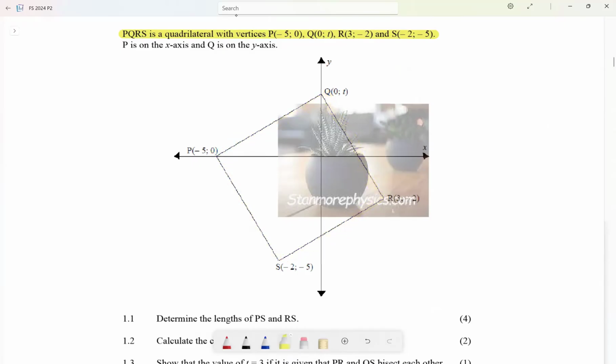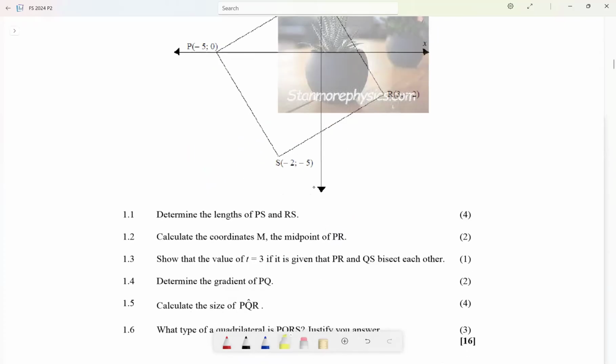Then P is on the x-axis. Where is P? P here is on the x-axis, and Q is on the y-axis. Here it is. So every piece of information that we are given there, we have. All right, now 1.1 says, these first questions, just master them.